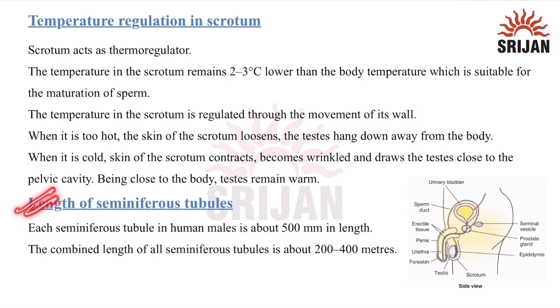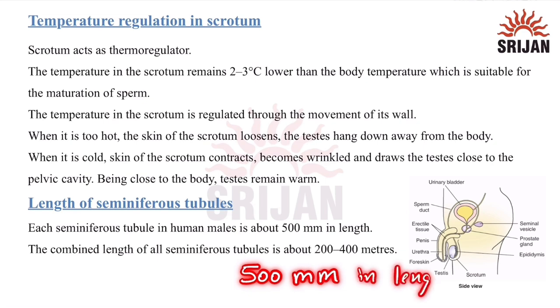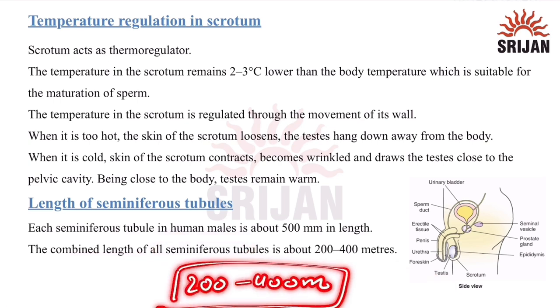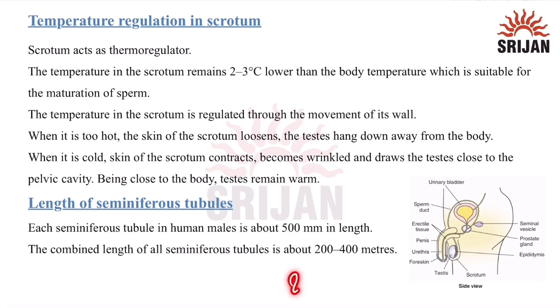Now, the length of seminiferous tubule. Each seminiferous tubule in human males is about 500 millimeters in length. The combined length of all the seminiferous tubules is about 200 to 400 meters. That is why it can accumulate, because it is tightly coiled, as you saw in the diagram.